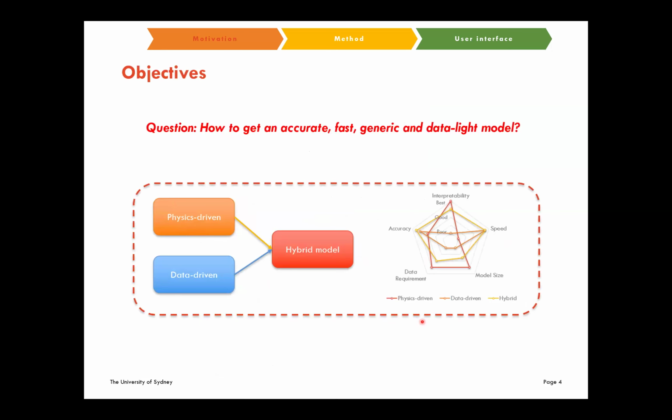So here comes the question: how do we get an accurate, fast, generic, and data-light model? Because any type of existing model has deficiency in one or two dimensions. So our team is thinking, why don't we combine the advantages of different models? We are aiming for a half physics-driven and half data-driven model. You can also call it a hybrid model.